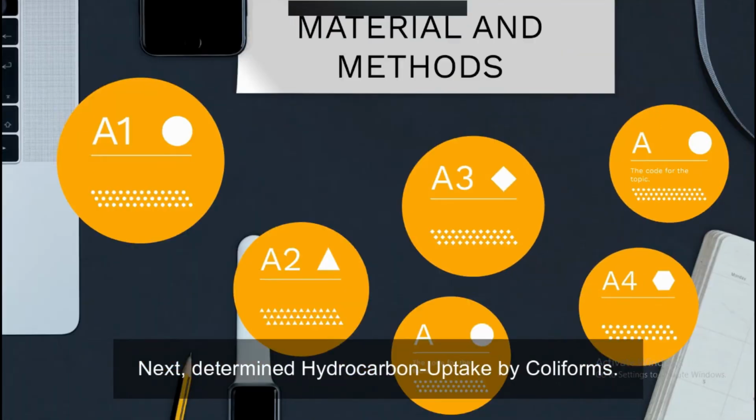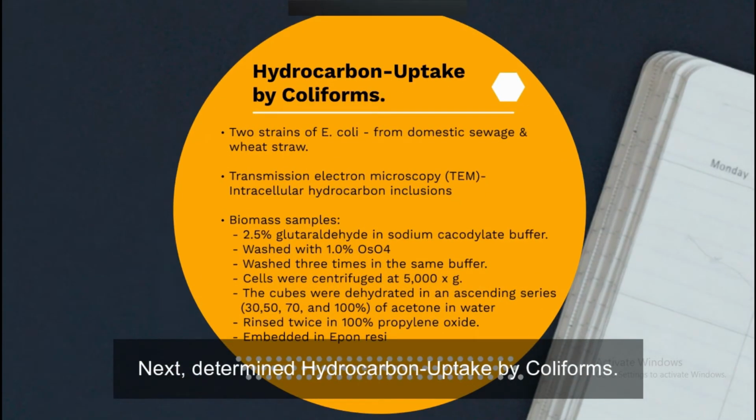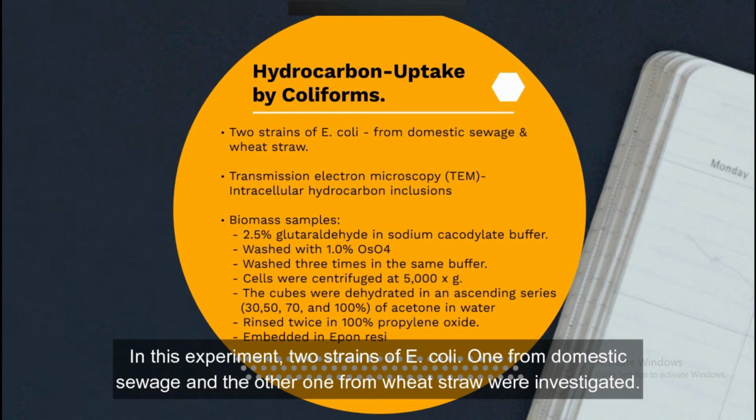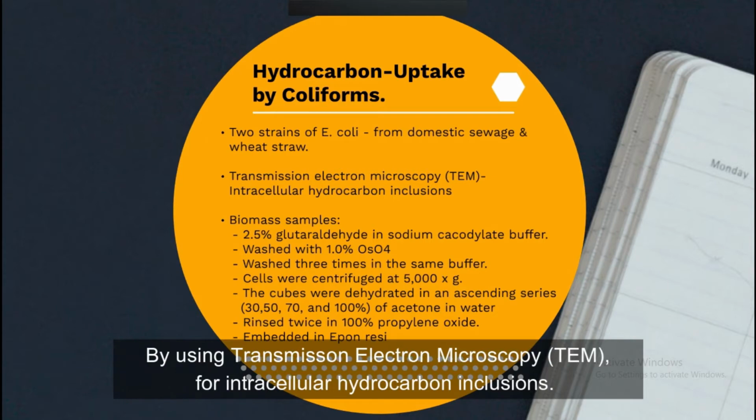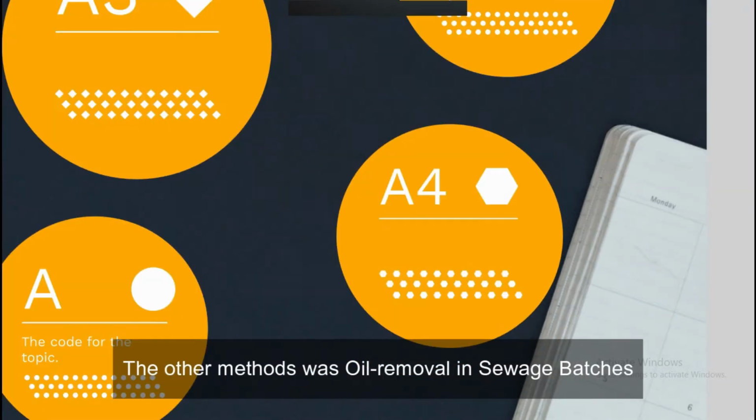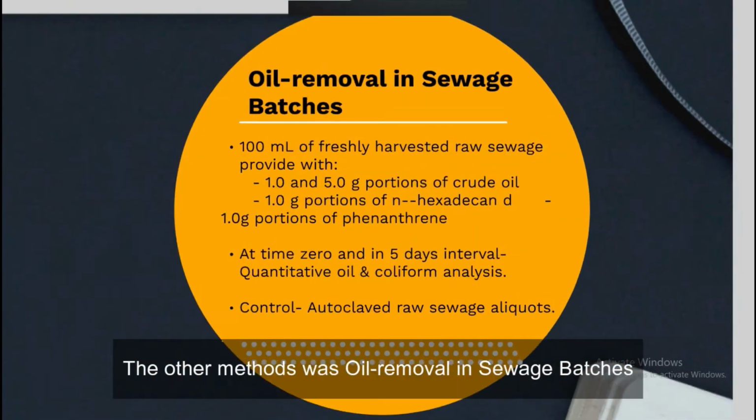Next, we determine hydrocarbon uptake by coliform. In this experiment, 2 strains of E. coli, one from domestic sewage and the other from wheat straw, were investigated by using transmission electron microscopy (TEM) for intracellular hydrocarbon inclusion. The other method is oil removal in sewage batches.